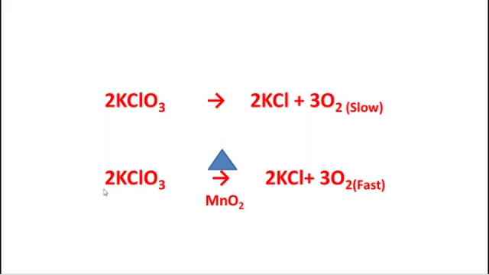Here, the same reactant, potassium chlorate, is heated in the presence of manganese dioxide. Here, manganese dioxide acts as a catalyst. After the addition of manganese dioxide, the rate of the reaction is increased. More oxygen gas is liberated. The products are the same, potassium chloride and oxygen gas. So this is a fast reaction.